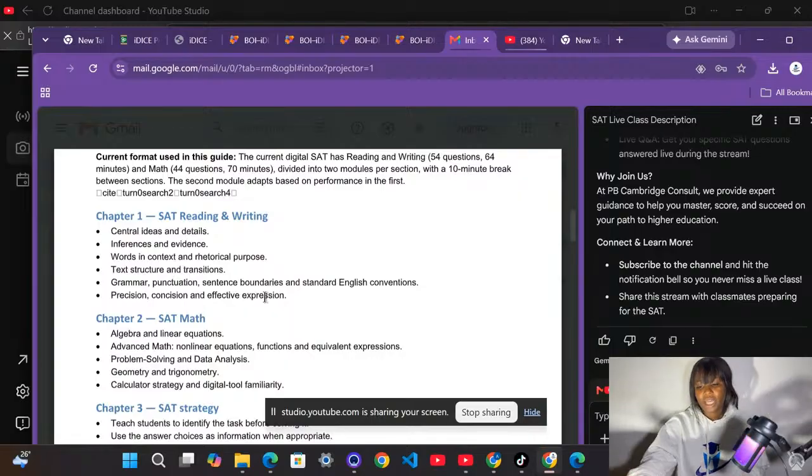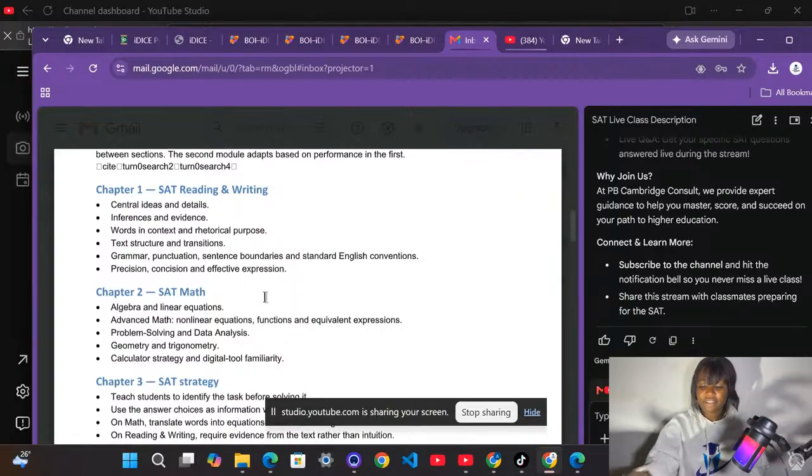Now, after the reading and writing section, which takes approximately 64 minutes, you're going to have a 10-minute break before you get into the second session, which is the math section. Under the math section, you have algebra and linear equations. You're going to be tested on algebra and linear equations.